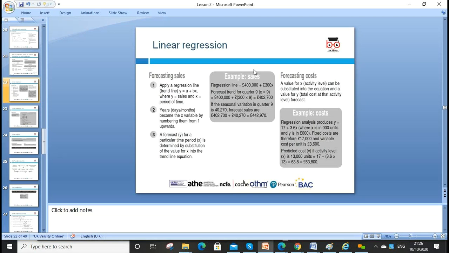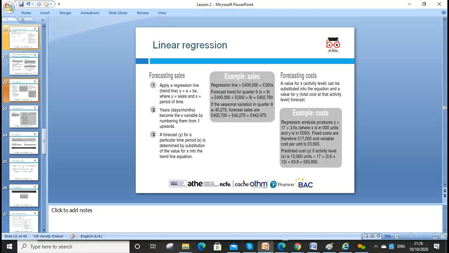So the variable is a number from 1 upward, so we can look at the regression like here, y equal to a, where a is 40,000 and b is 300 per quarter, suppose. So we are producing in quarter 9: 300 times 9 is 2,700, plus 40,000. So with the seasonal variation in quarter 9 we can forecast the sales, and we can forecast further by carrying on adding quarters.